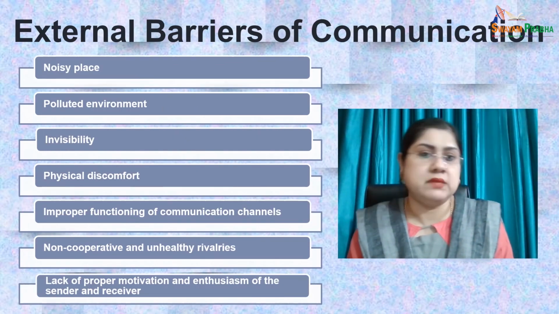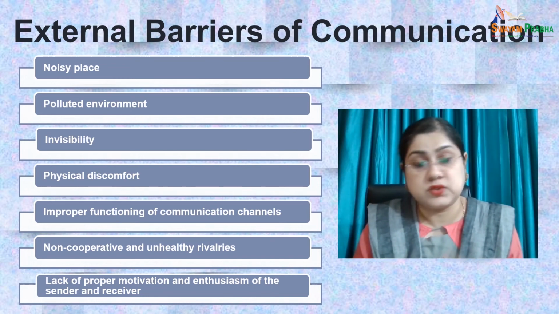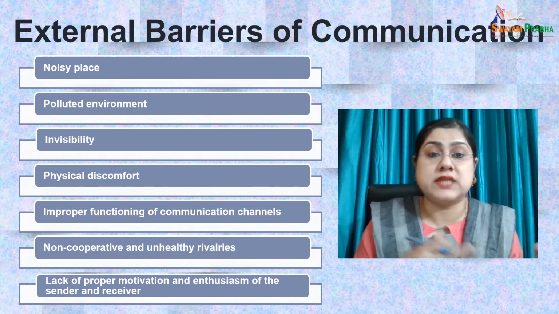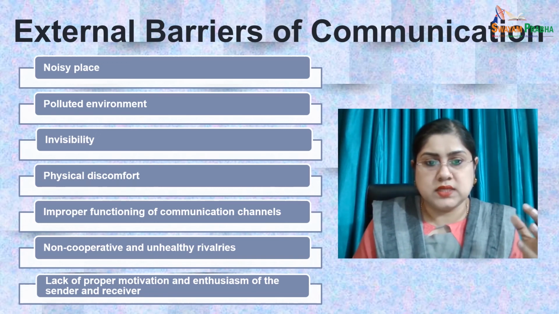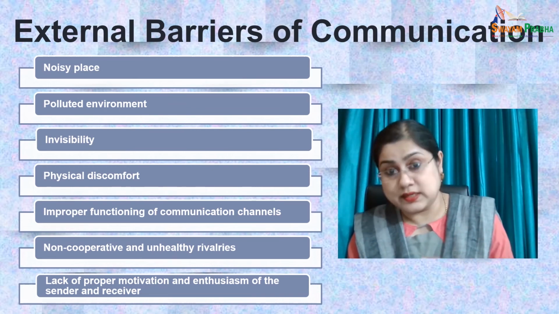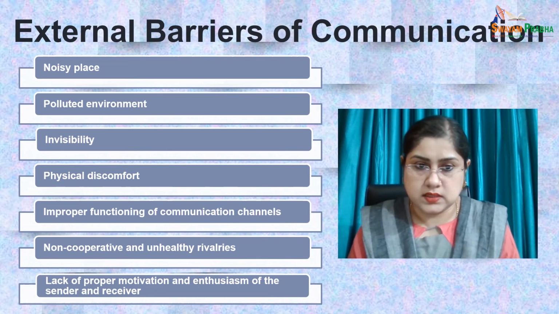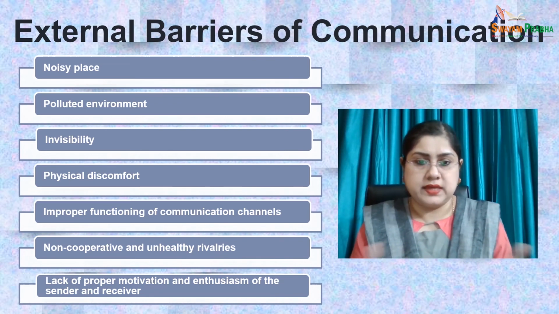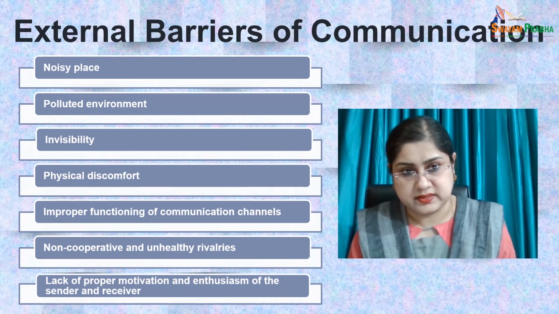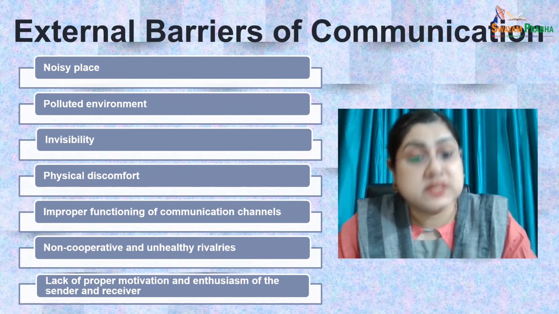What exactly do we mean by external barriers? The roots of the external barriers of communication lie in the environmental conditions prevailing at the time of communication. These are those circumstances which are external in nature. Let us see one by one what these communication barriers are. The first one is noise and other similar distractors. Then the polluted environment. Invisibility.